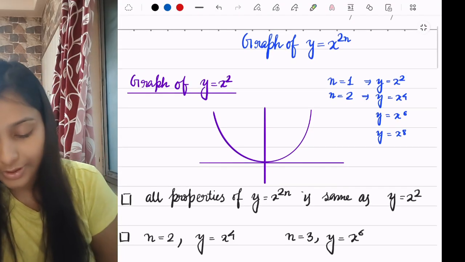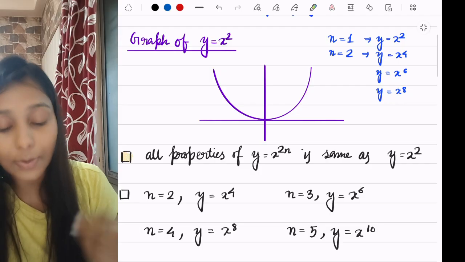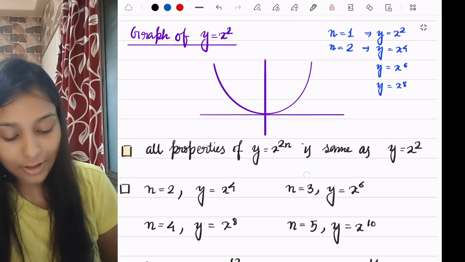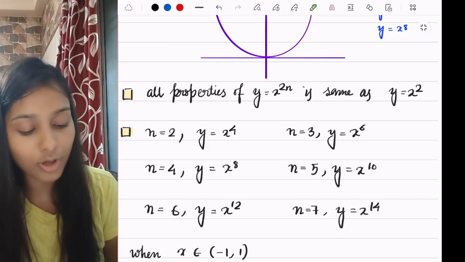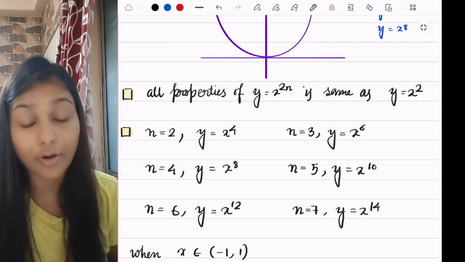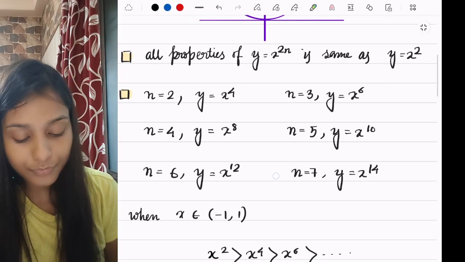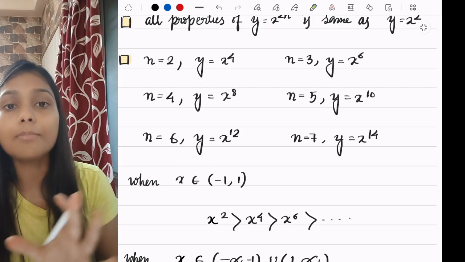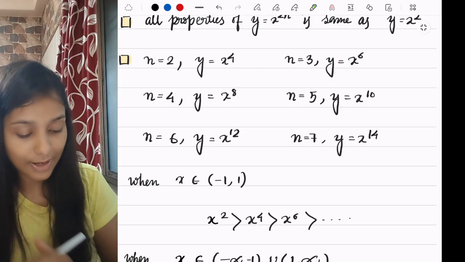As I have already said, all the properties of the function y equals x power 2n are the same as the function y equals x square. And for n equals 2, we have the function y equals x power 4. Similarly, x power 6, x power 8, x power 10, 12, 14, etc. Now, there are two parts. One is between -1 and 1, and another is greater than 1 and less than -1.